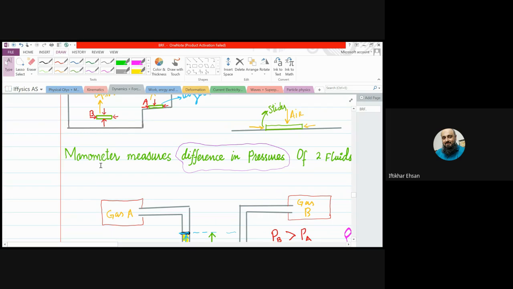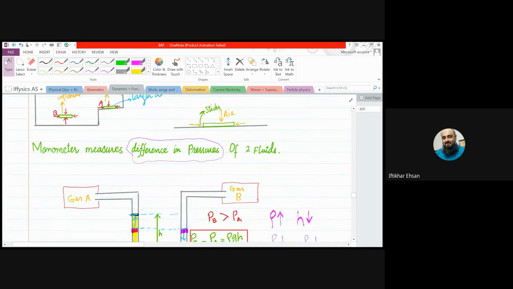Beta, the manometer. Now we are doing pressure. It measures the difference in pressure of two fluids. Fluid means gas or liquid. It doesn't measure pressure itself, it only measures the difference in pressure. And the blood pressure measuring device used by the doctor is an advanced form of it. It has the name sphygmomanometer, meaning manometer with some added words. That is the advanced type of manometer used for measuring.